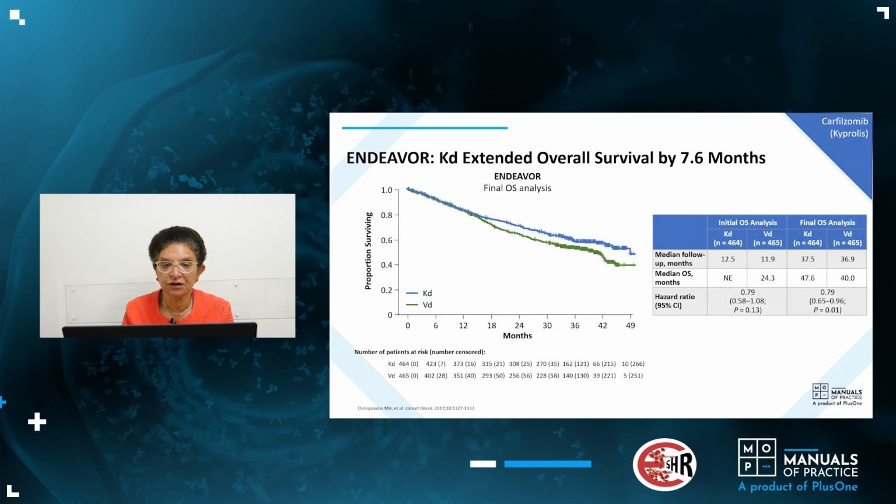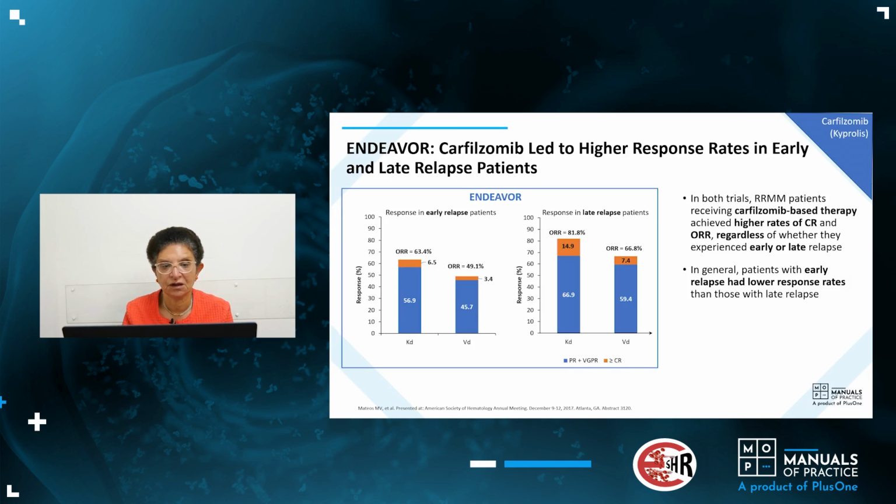How about overall survival? Overall survival was better by 7.6 months with the KD arm versus the VD arm. How about patients that were relapsing early versus patients that were relapsing late? Well, KD fared better than VD in all cases of relapse. Even in early relapse, Kyprolis fared better than Velcade, and also in late relapses, Kyprolis fared better than Velcade.